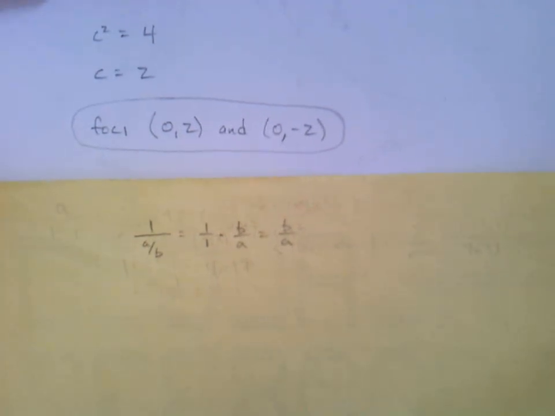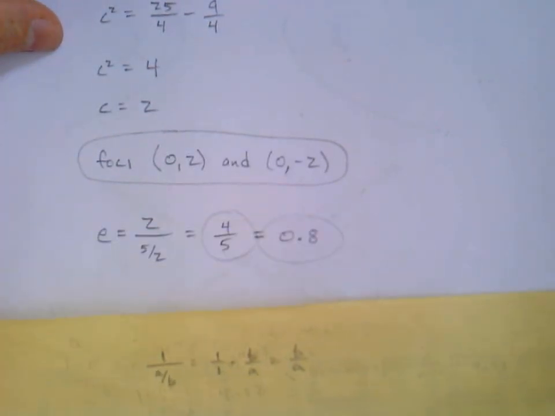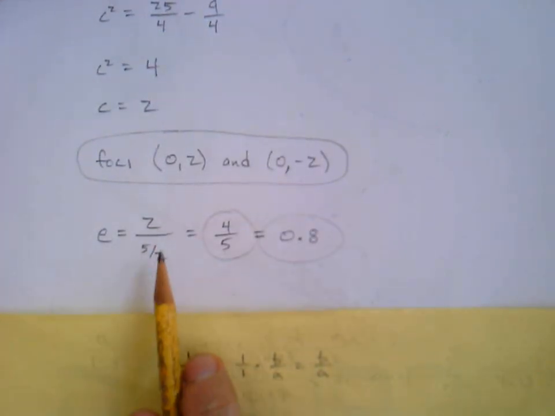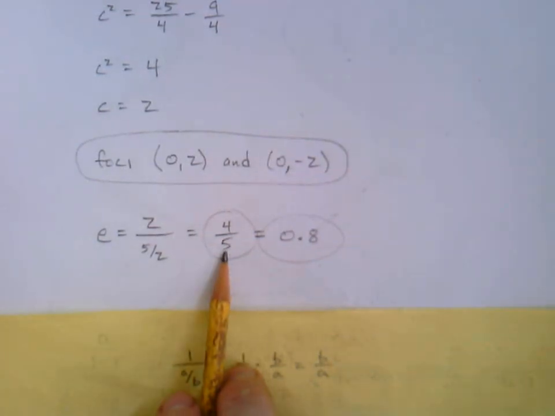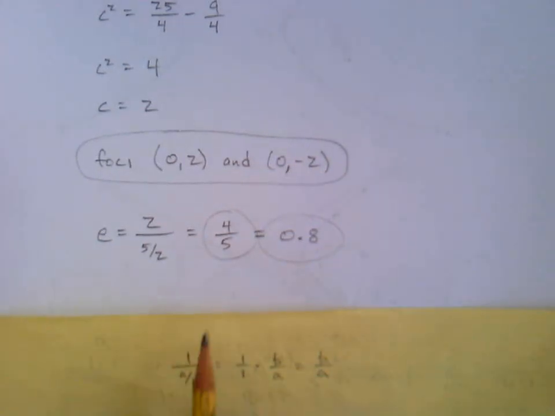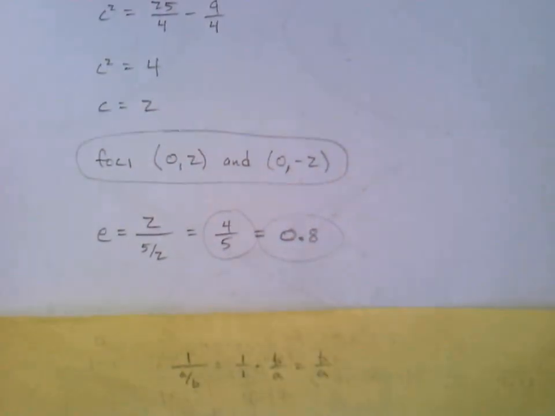Finally, they ask for the eccentricity. Well, now that we have the value of c, that'll be pretty quick. c over a, 2 over 5 over 2, simplifying becomes 4 over 5. We could use 4 over 5. It's not uncommon to use a decimal, though: 0.8 as the eccentricity. Fairly elongated ellipse there, getting up there near 1.